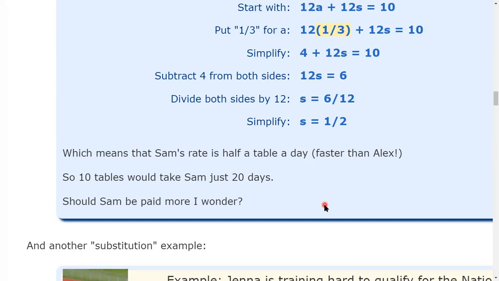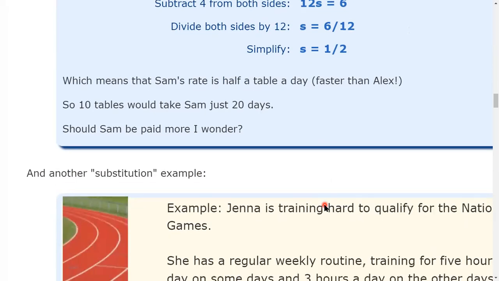Because 1/3 means that in one day he is just completing 1/3 of the table. The next day he will complete the other 1/3. The third day, 1/3. So if we add these fractions, we will get one table. He will complete it. And how many days does Sam take? Just 2 days to finish a table, and Alex is taking 3 days to complete a single table.